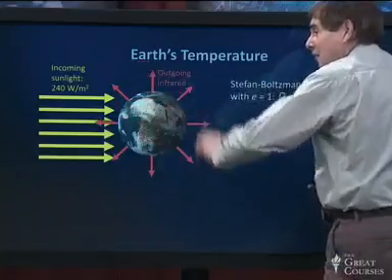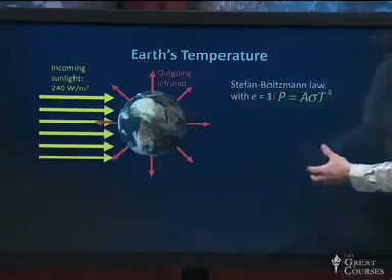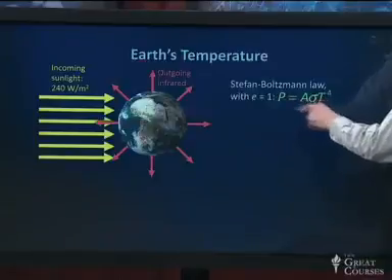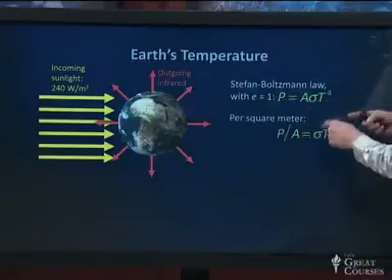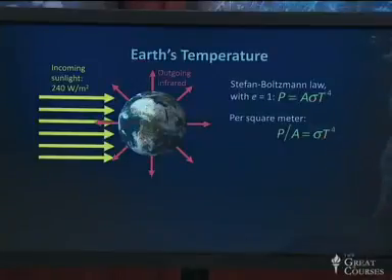Now, I haven't given you the total power coming to Earth from the sun. I could have, but I gave you the average power per square meter of surface. So I'm simply going to divide this equation through by A to get the power per area. And the power per area is this universal constant times the temperature to the fourth power.